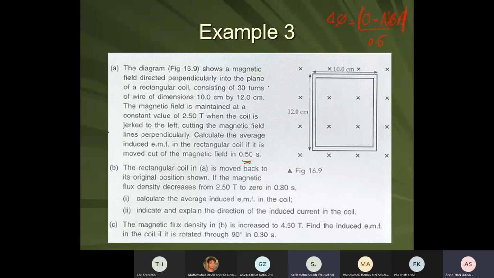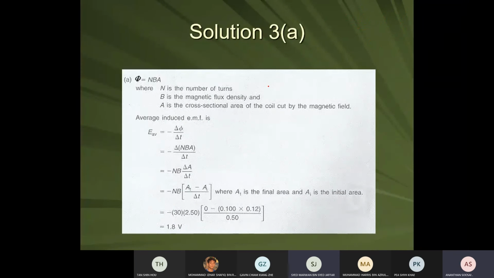So I hope the idea is in your mind. Let's check the working on the other slide. No need to do it, but I hope the working I'm going to show is already in your mind now. We go to part A. So this is how the answer should be. EMF is negative d psi over dt, change NBA, final minus initial is negative, so you get the 1.8.